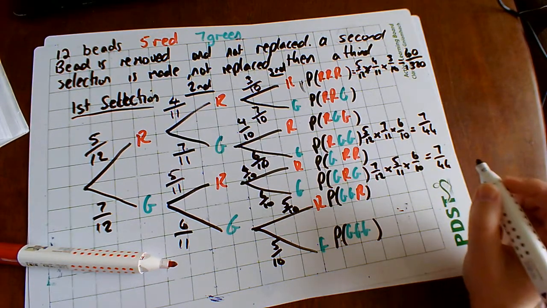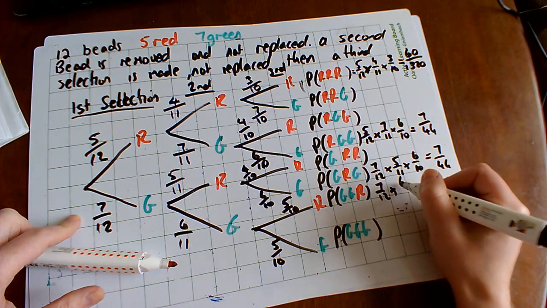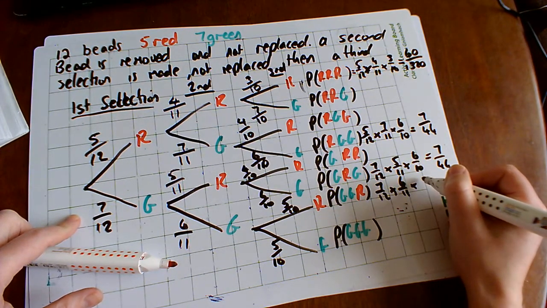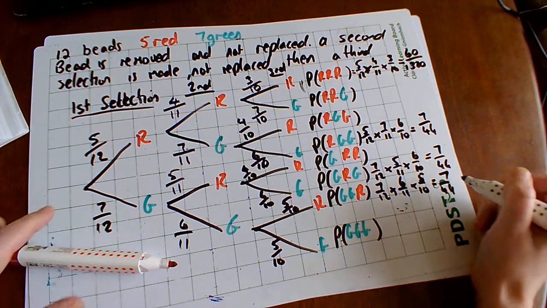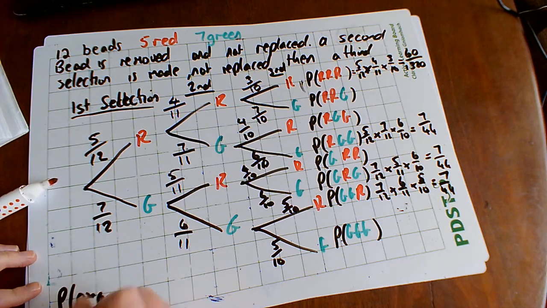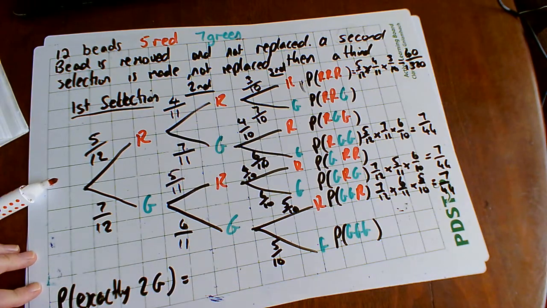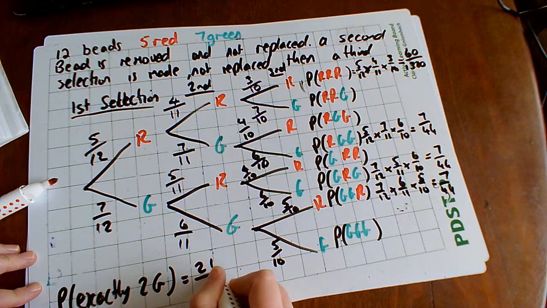And the only other time there's 2 greens is this one here. So it's 7 out of 12 times 6 out of 11 times 5 out of 10. And that's the same as well. So the question asked the probability of exactly 2 greens is equal to 7 over 44 plus 7 over 44 plus 7 over 44 is 21 out of 44, and that's where they get that from. But again, if you've laid all of this out like this, you could answer any number.